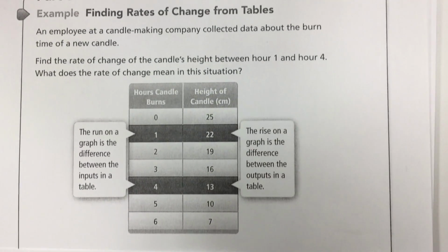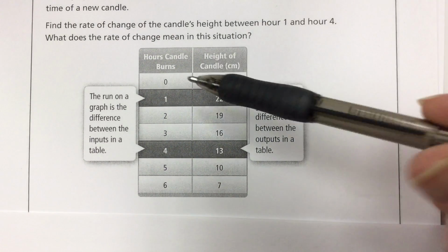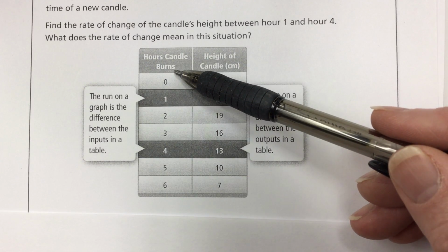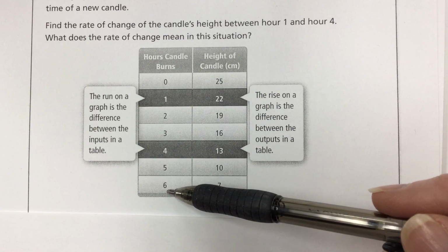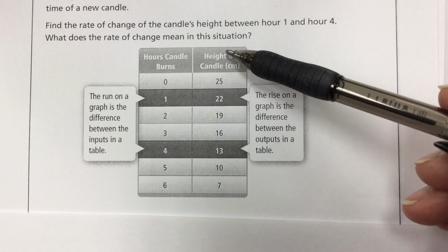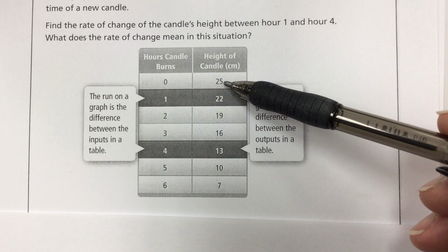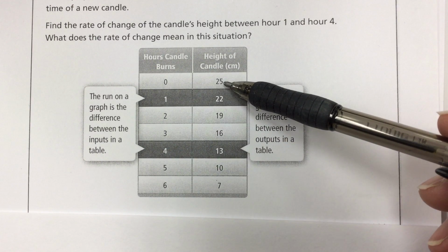So you see here we have a table. The first column is the hours the candle burns: 0 hours, 1, 2, 3, 4, 5, and 6. Then you have the height of the candle in centimeters in the second column. In other words, the beginning height of the candle is 25 centimeters. So when it has burned 0 hours, it is 25 centimeters.